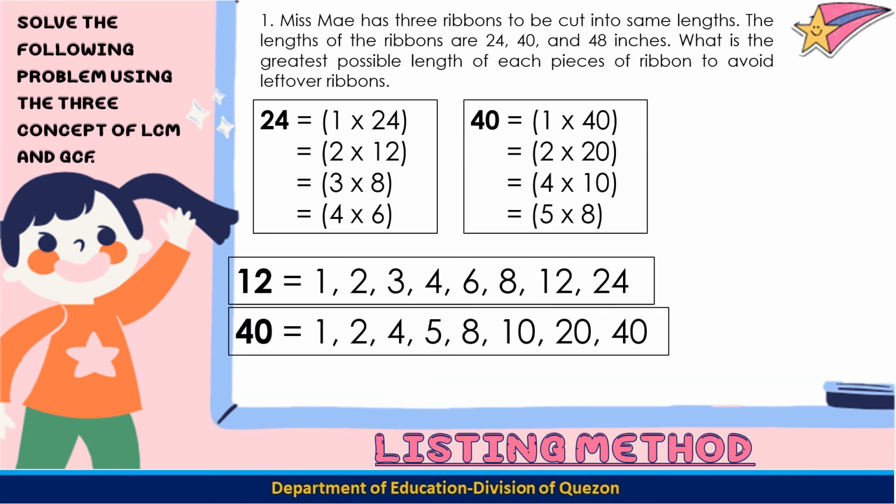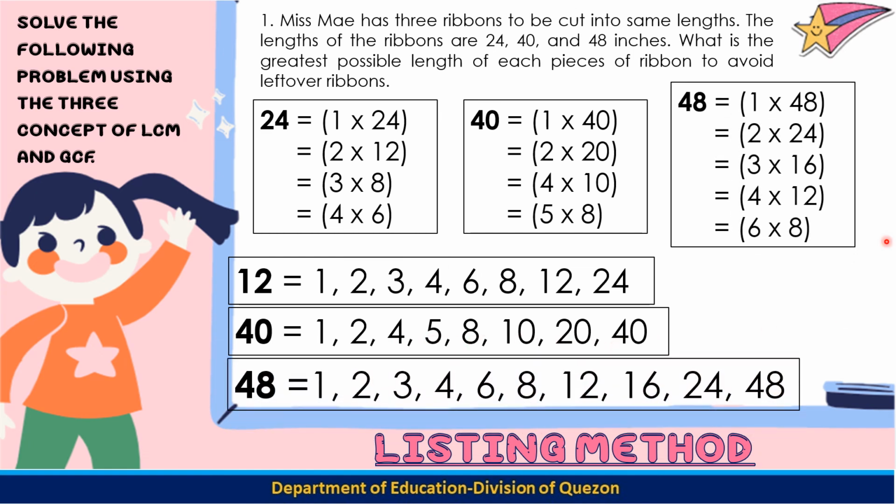The other number is 40. The factors are 1 times 40, 2 times 20, 4 times 10, 5 times 8. Arrange it. 1, 2, 4, 5, 8, 10, 20, and 40. Next number is 48. The factors are 1 times 48, 2 times 24, 3 times 16, 4 times 12, and 6 times 8. Let us arrange. 1, 2, 3, 4, 6, 8, 12, 16, 24, and 48.